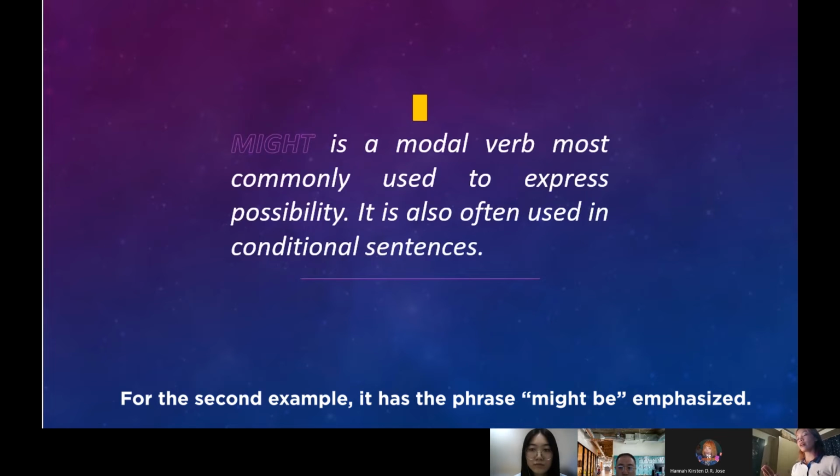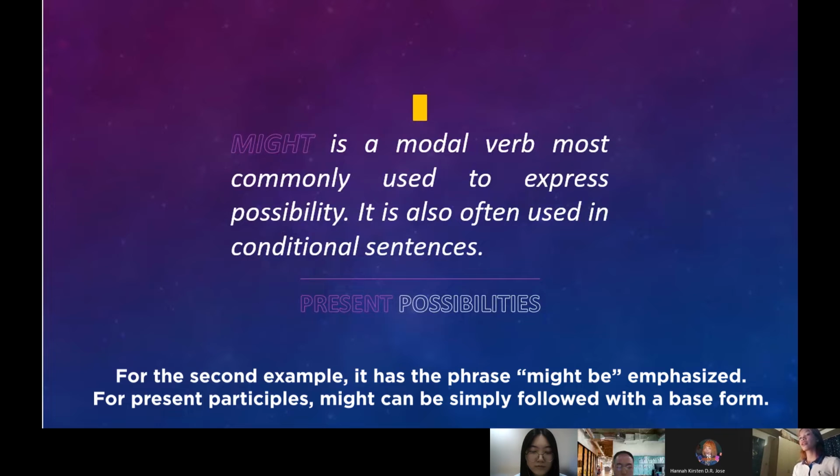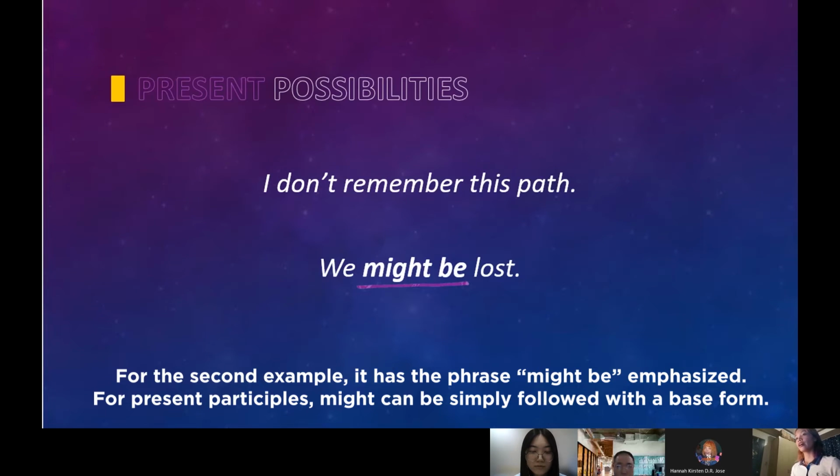For the second example, it has the phrase might be emphasized. Might is a modal verb most commonly used to express possibility, and it is also often used in conditional sentences. For the second example, for present possibilities, might can be simply followed with a base form. I don't remember this path. We might be lost.